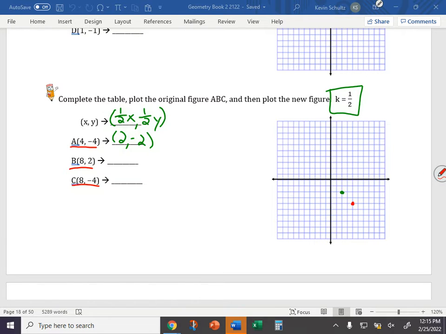I'll plot that in red. 8, 2, all the way over here. And what is the ordered pair of my new figure going to be with a scale factor of half? 4, 1. Good. Put that right there. And lastly, 8, negative 4.